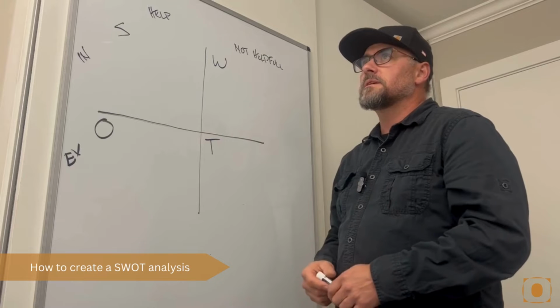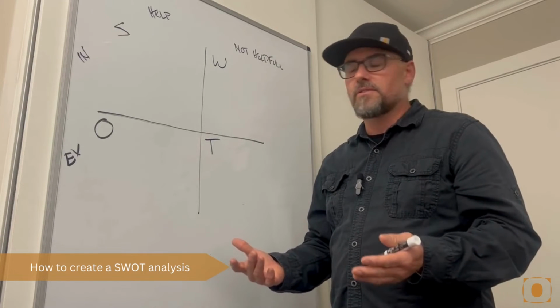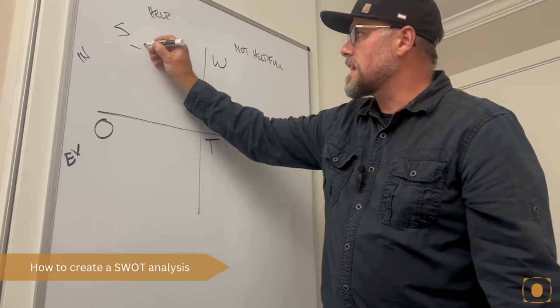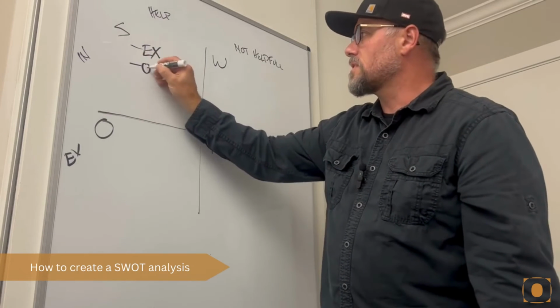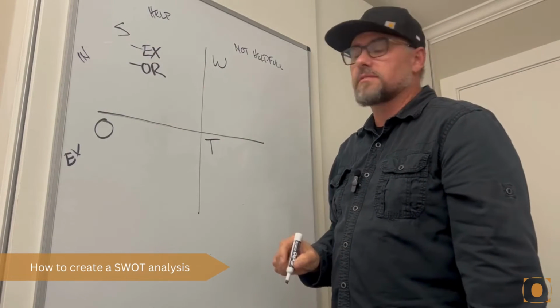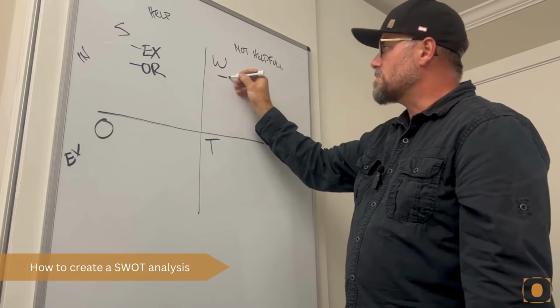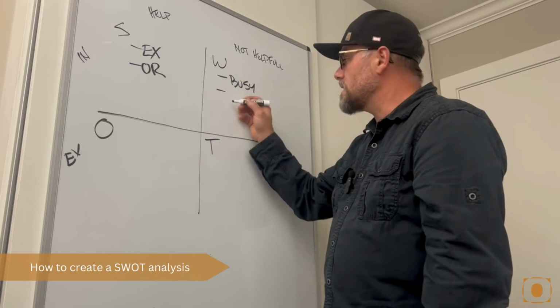Some questions that you might have. Let's take it for instance that you're going to do a kitchen renovation for a homeowner. Well, what are your strengths? Well, you have your experience. You're very experienced at what you're doing. You're very organized at what you're doing. What are your weaknesses? Well, you're busy. Some of your staff might need training.